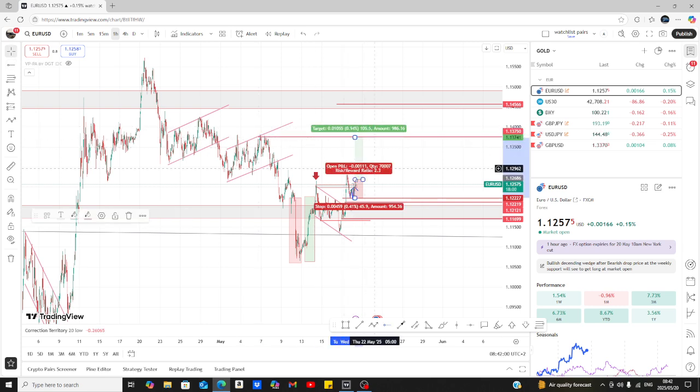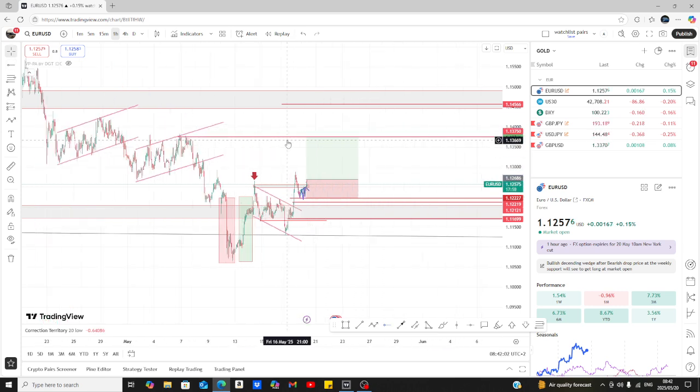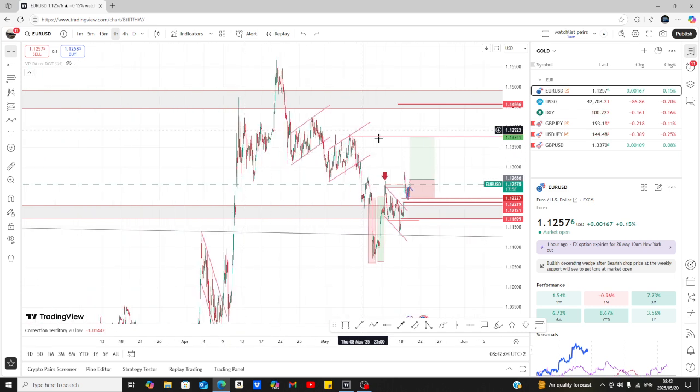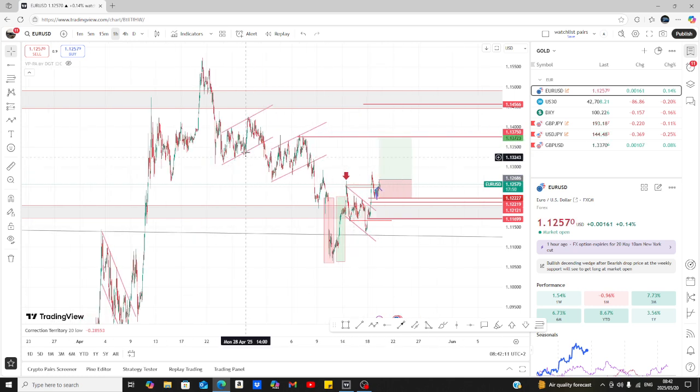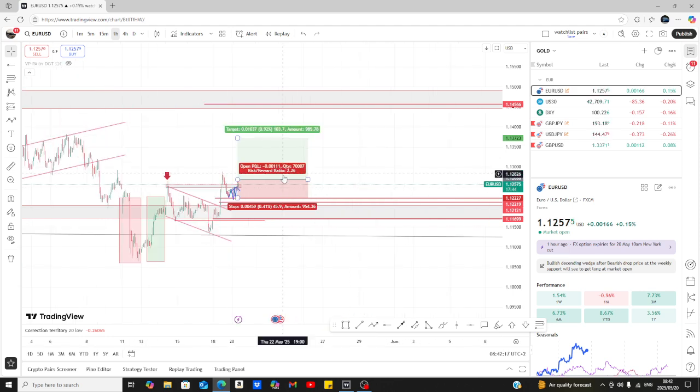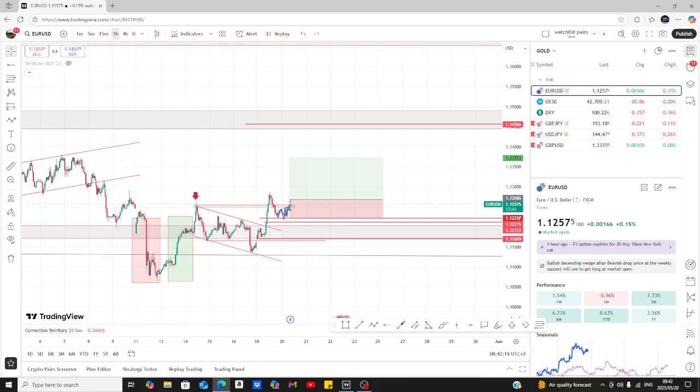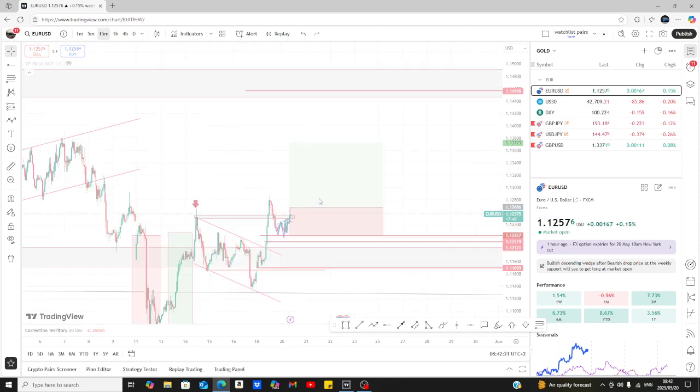That is a good 1:2.3, and your final target will be the high of the zone. But this would be the first target. As you can see, price previously respected this price, and this is where price dipped. So Euro USD, we will be looking for a long trade today.